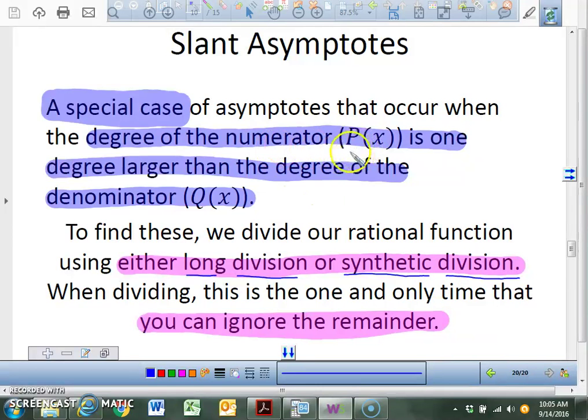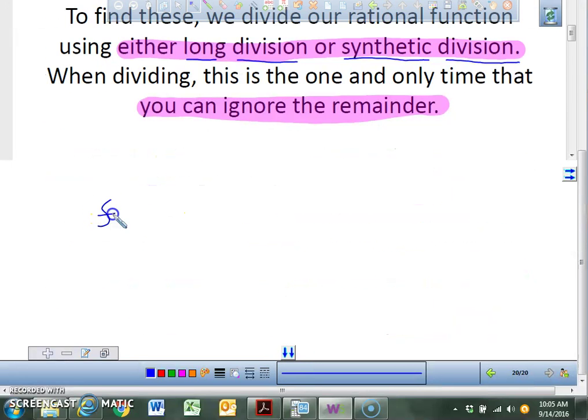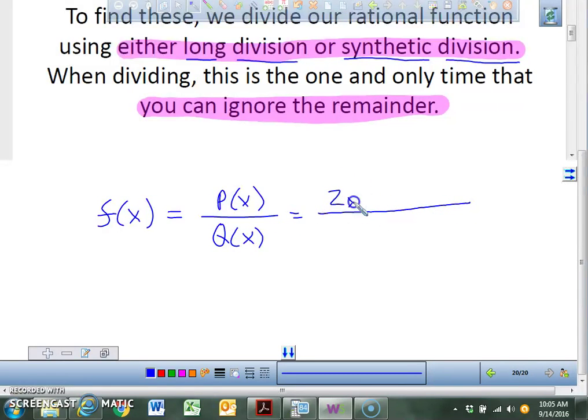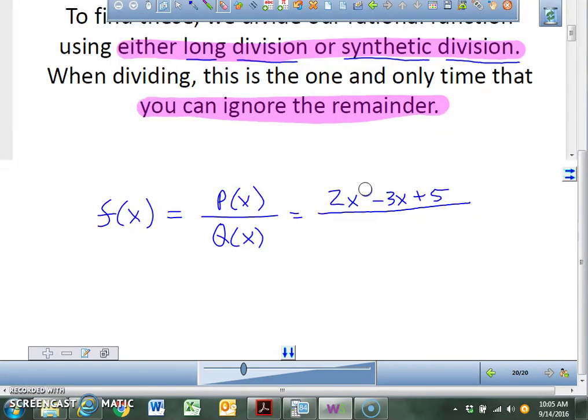So we're going to talk about a case where the degree of the numerator is just 1 degree larger than the degree of the denominator. When it says p of x and q of x, I will explain what that means. Let's say f of x, our function, is equal to p of x over q of x. In this particular case, p of x is 2x squared minus 3x plus 5. Actually, we'll say squared, make it a little easier.